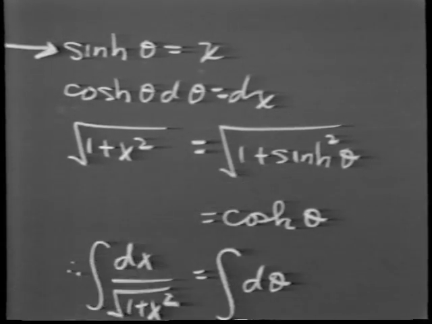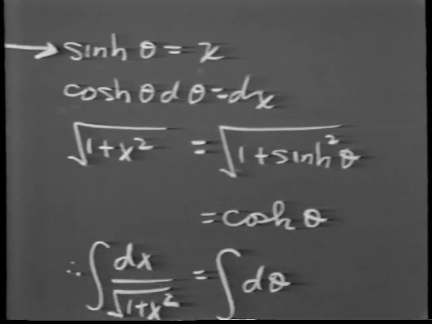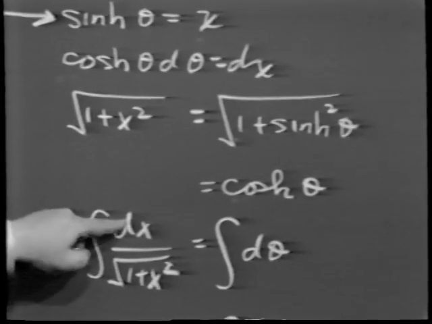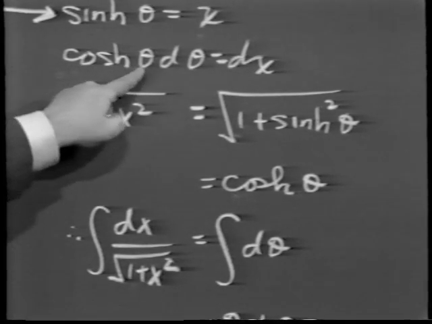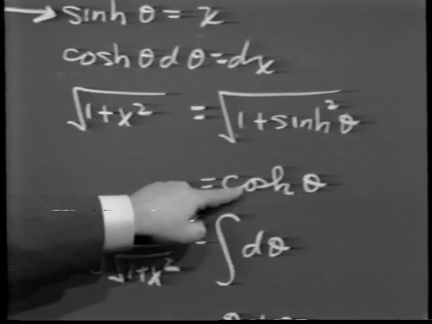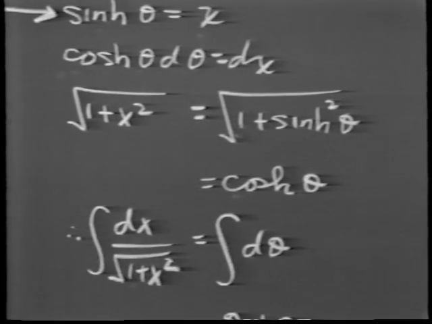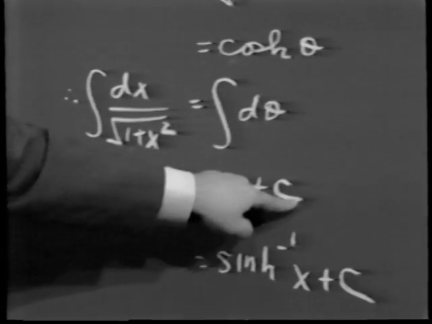That's why we chose x to be sinh theta. Notice that the square root of 1 plus sinh squared theta is just cosh theta. And therefore, when we now substitute for dx over the square root of 1 plus x squared, we get what? For dx, we have cosh theta d theta. For the square root of 1 plus x squared, we have cosh theta. Cosh theta d theta over cosh theta is just d theta. And now we see the answer is quite simply theta plus c.